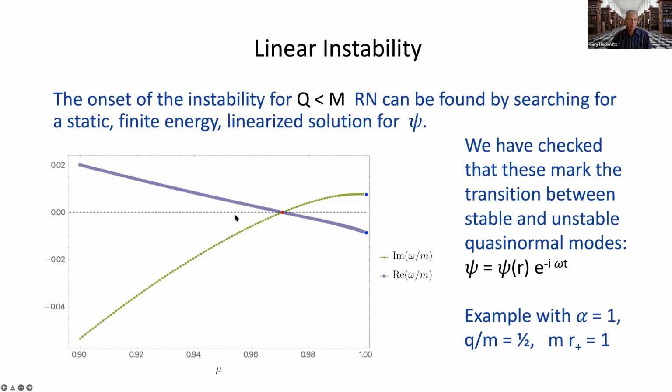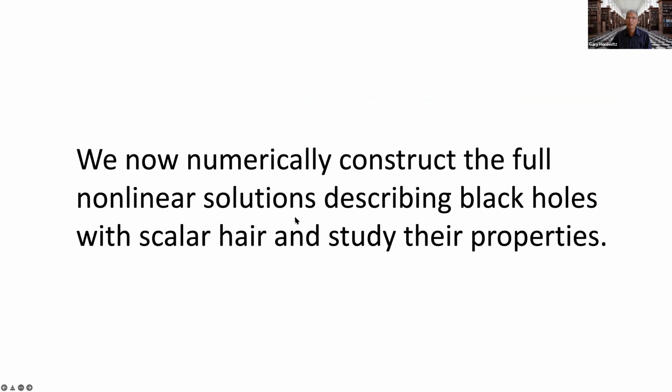And what I'm showing here is a plot as a function of the charge on the black hole, which I'm denoting by mu. So we fix the mass, increase the charge, so mu increases to the right. The blue curve is the real part of the lowest quasi-normal frequency. The green curve is the imaginary part. The red dot was the zero mode, this static finite energy solution. And indeed, the quasi-normal modes go from being damped to exponentially growing right at this point. So that is the onset of the instability.